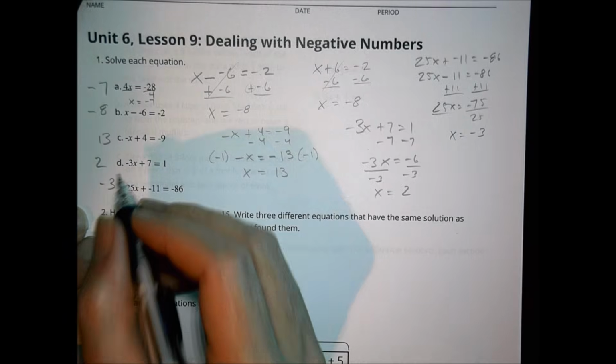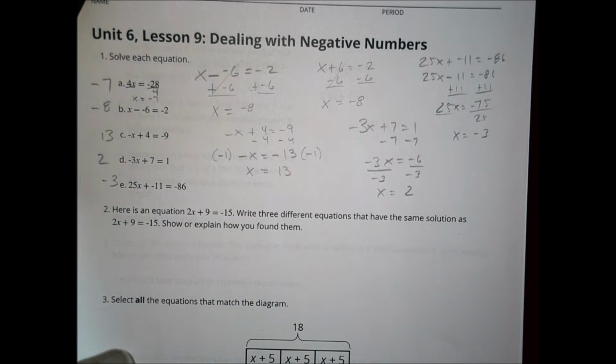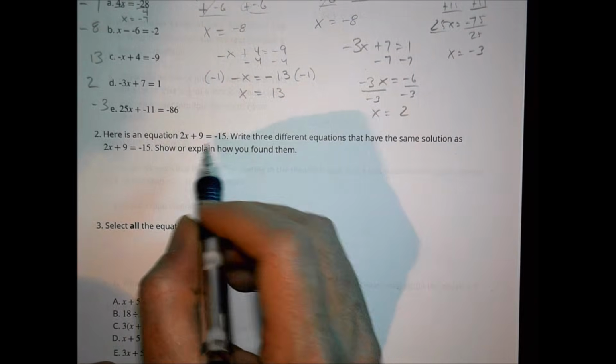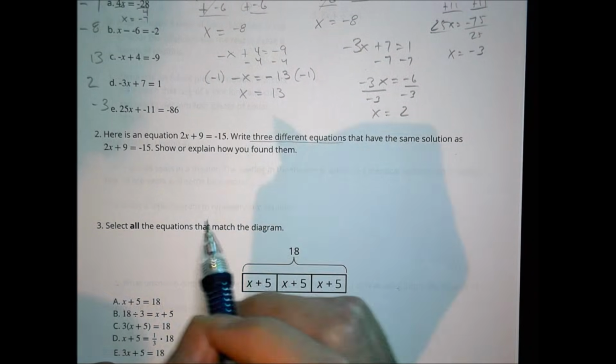So lots of work there, lots of practice, but it's good practice to be able to do that again and again to make sure you're getting it right. Number 2, here's an equation: 2x plus 9 equals negative 15. Write 3 different equations that have the same solution as that one.